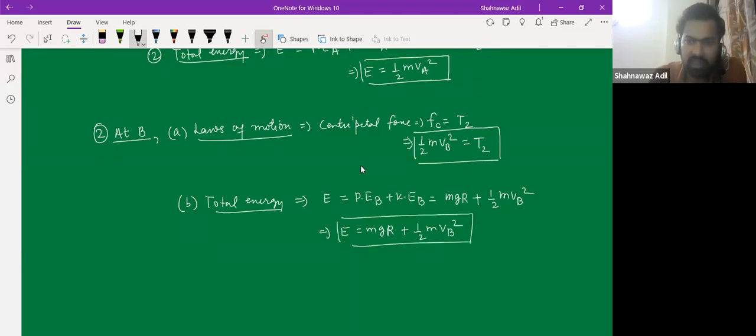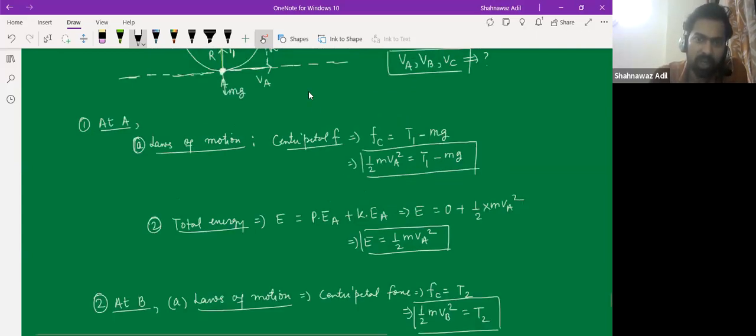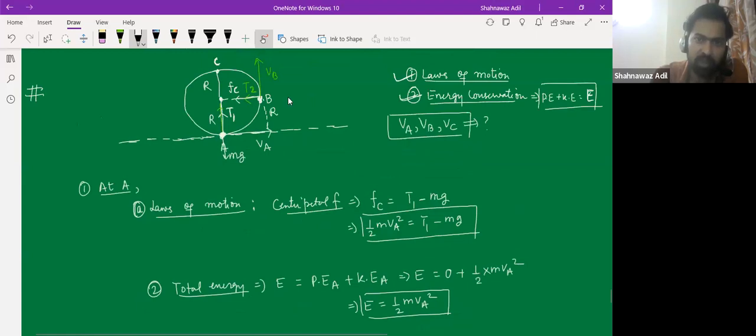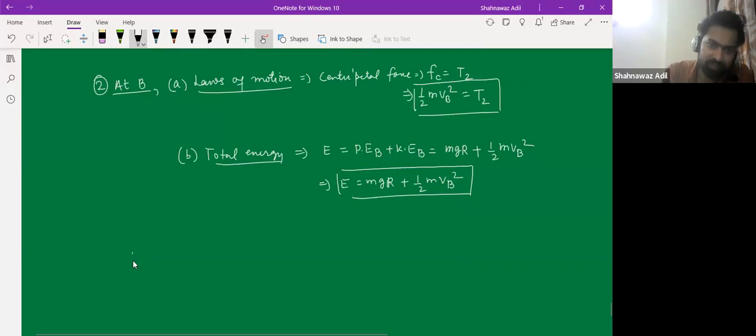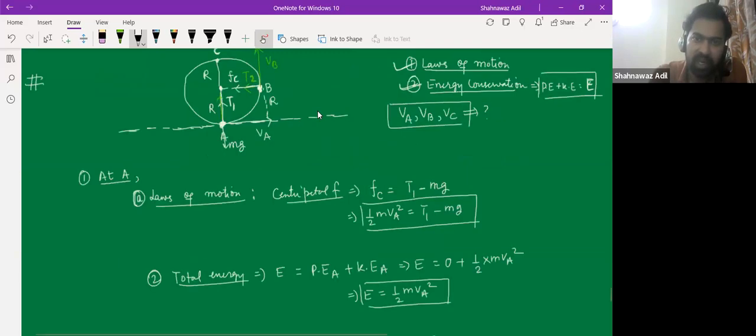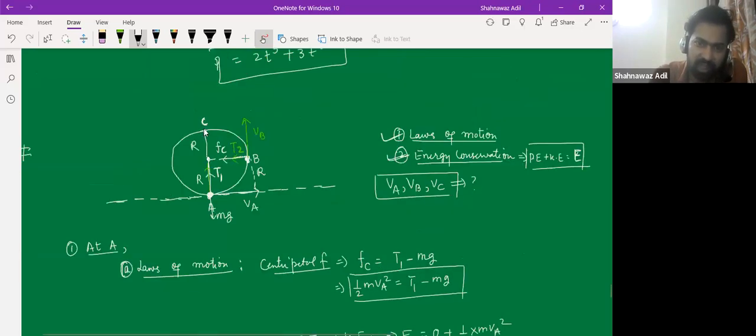Right. So this is the thing. And then if I reach this point, right, if I reach this point, so what is the idea? So at C, what do I have? I have laws of motion. So again, what do I have? I have again centripetal force, right, towards its direction.